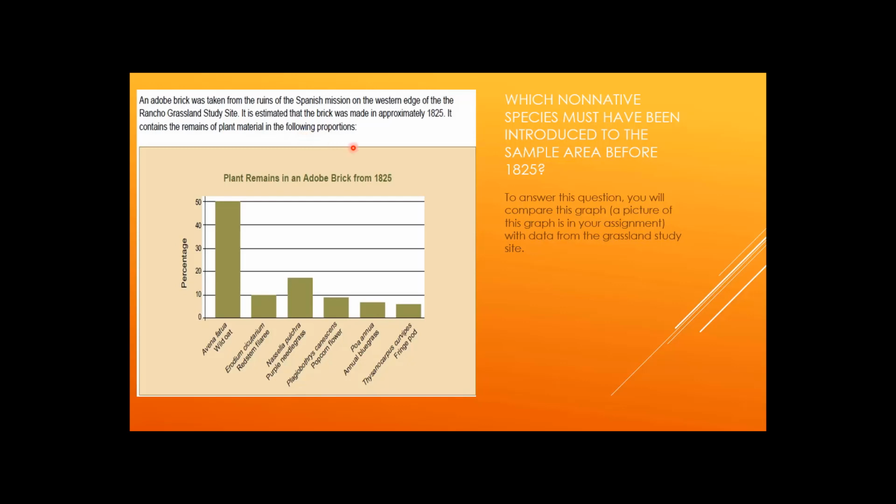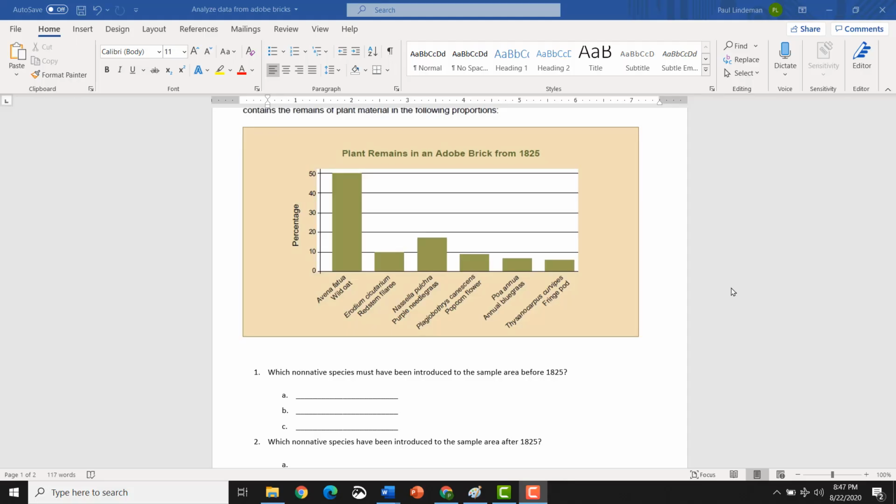So when they made the bricks, what they would do is they would take mud from the area and let it bake in the sun. They'd form it in the shape of a brick. And so we have the seeds from the plants of that area at that time. And some are native and some are non-native. So all you're going to do is compare this graph to the graph of the native and non-native species in your document.